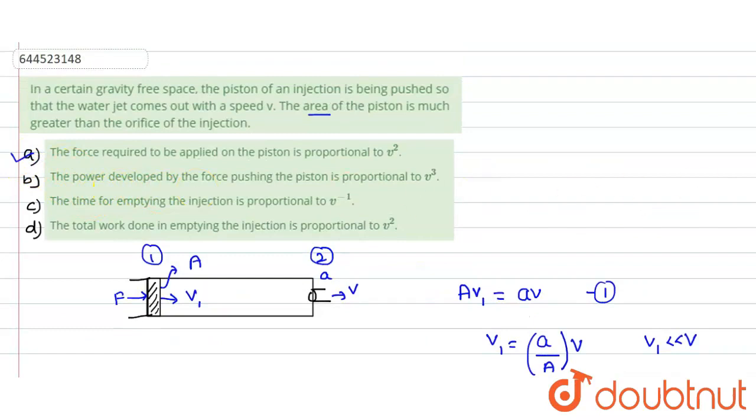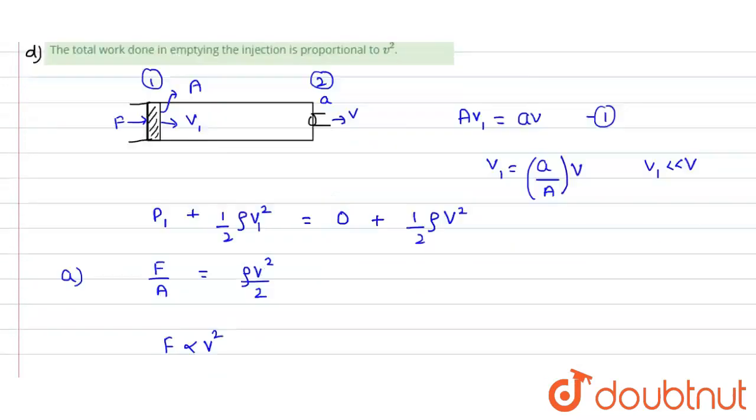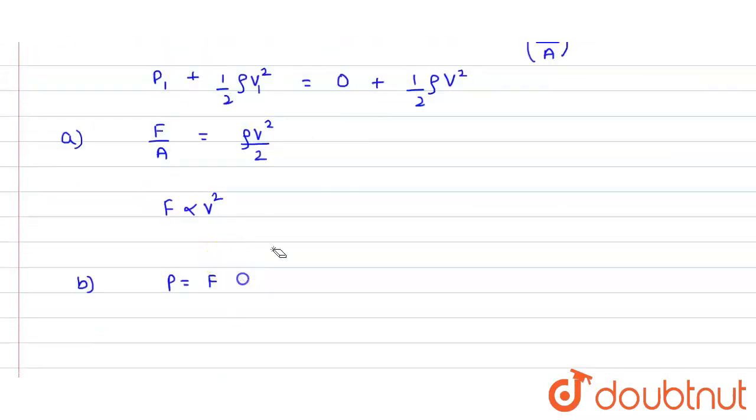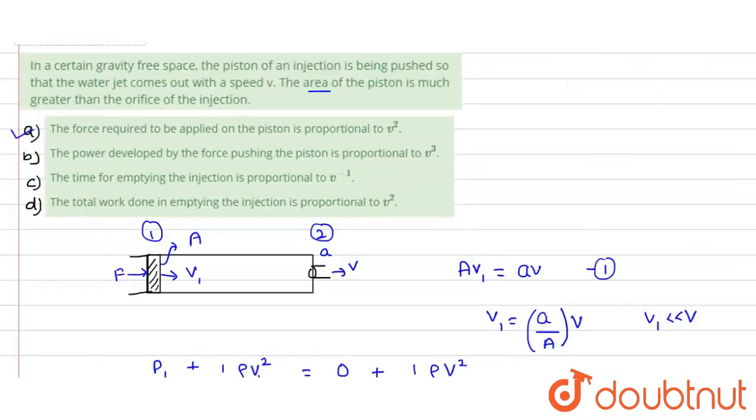Now the B option is power. Power is basically force into velocity. The velocity would be V1. We have written V dash, but it would be V1, because the force is applied at V1. Now we know that V1 can be found from the continuity equation itself. We can write force as K into V square, from our A option, and V1 from this expression, a into V divided by capital A. So from here we can say that P would be directly proportional to V cube. So B option is also correct.